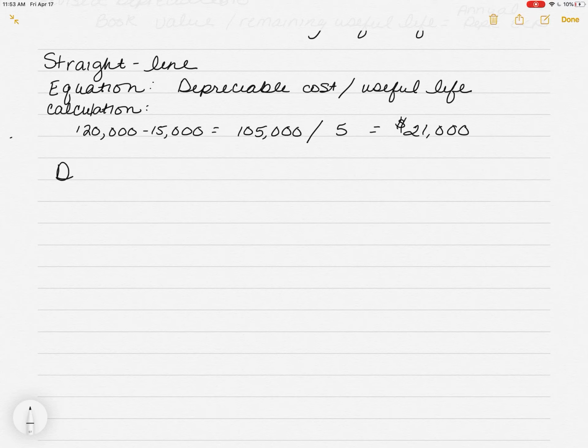When I look at this in a journal entry, I'm going to debit my depreciation expense and credit my accumulated depreciation for $21,000.